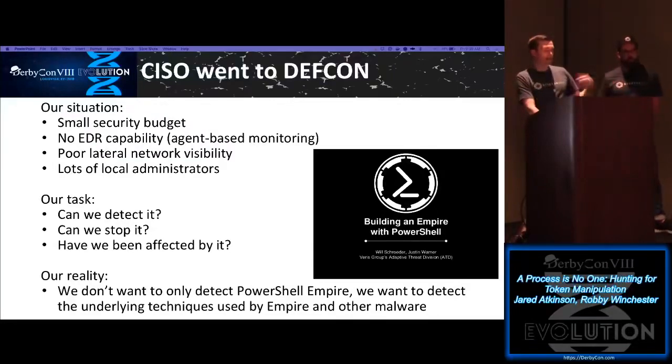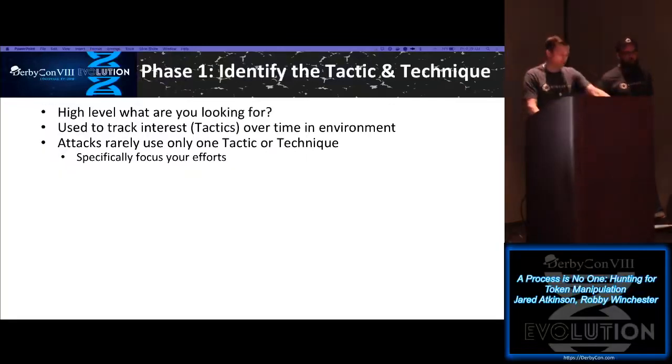So our task is, can we detect it? Can we stop it? Have we been affected by it? But really, when we get down to it, we're not wanting to just detect PowerShell Empire, right? We're wanting to detect that entire family of things. So if someone makes a new tool set, our detections are able to translate across multiple different tools.